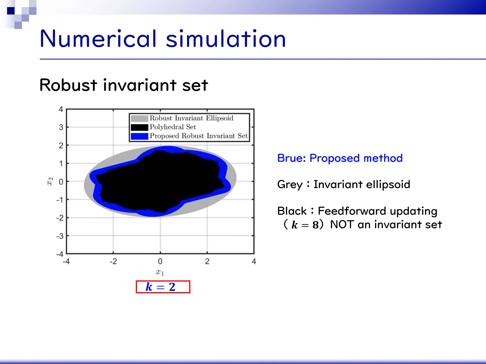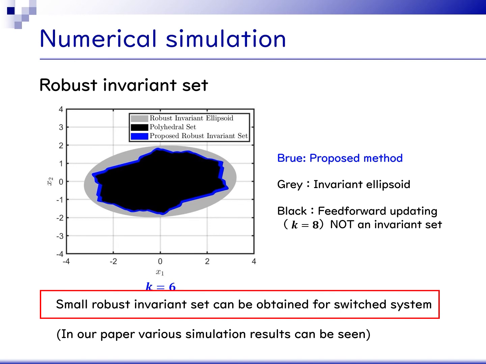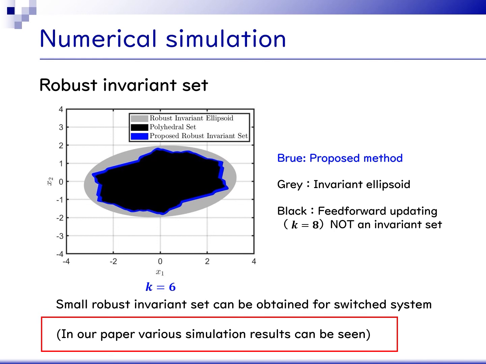In case k equals 2, the set is smaller than the invariant ellipsoid. And when k gets larger, a smaller set can be obtained. So a small robust invariant set can be obtained for the switched system. In our paper, various types of simulation results can be seen.